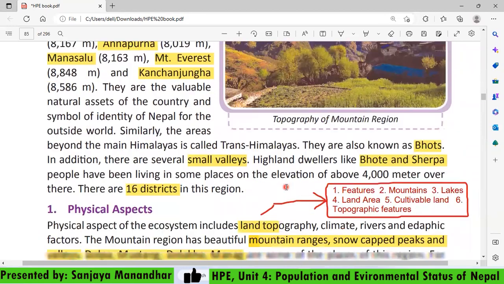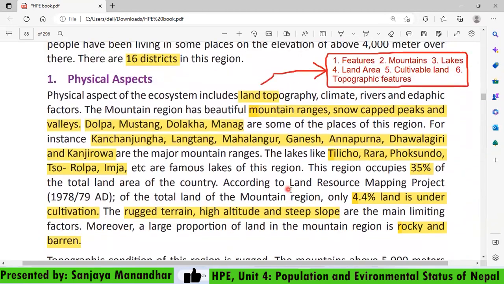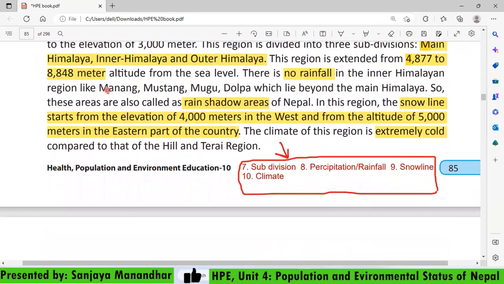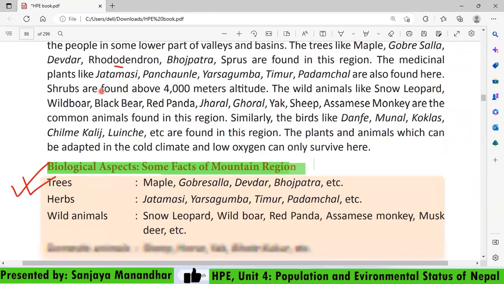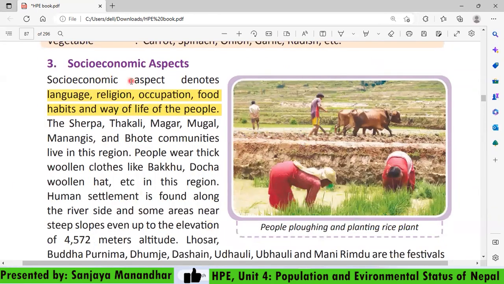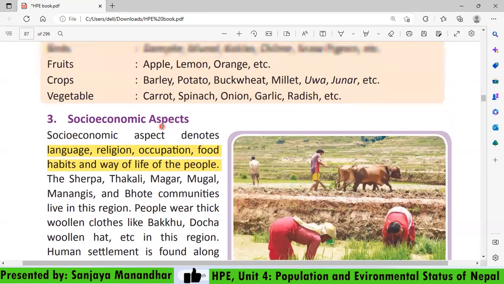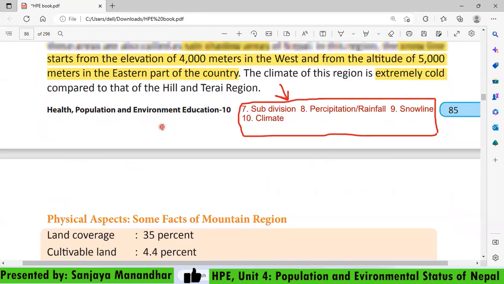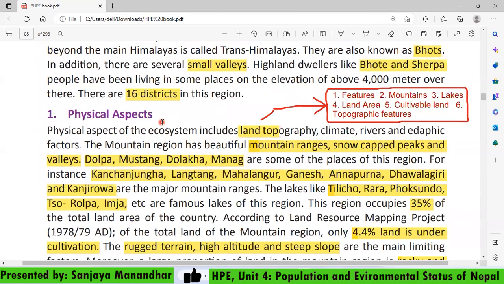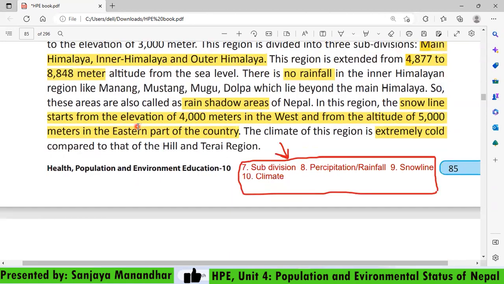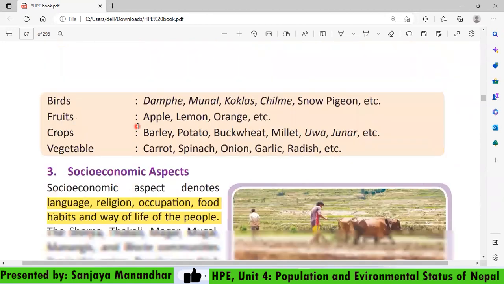Okay, this is the introduction. Now let's go to the physical aspect. So ecosystem includes physical aspect, biological aspect, and socioeconomic aspect. We already told it. What are the three things included in ecosystem? Physical aspect, biological aspect, and socio-cultural aspect. Three aspects are there. Now we are talking about mountain region. Inside mountain region, what are the physical aspects? What are the biological aspects? And what are the socio-cultural aspects?